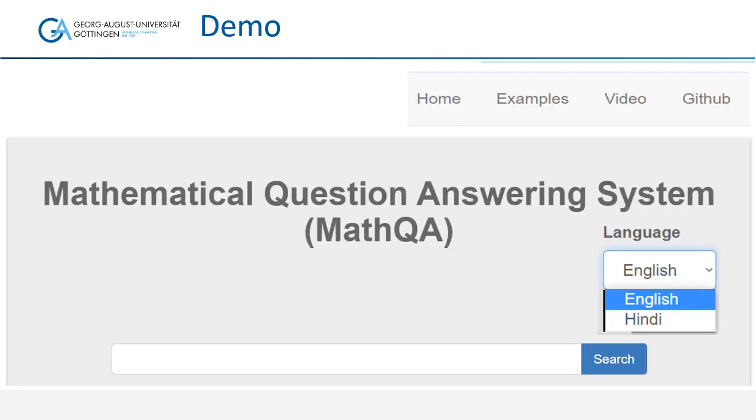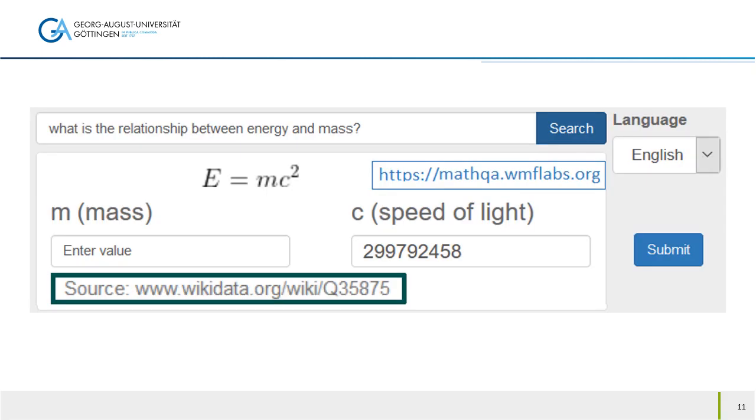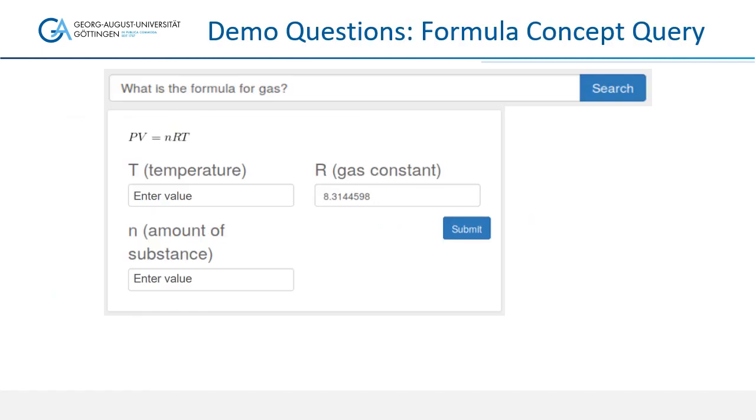Here you can see the start screen of MathQA with the language selection and links to examples, the demo video, and code repository. This is a prominent example of an identifier relationship question, where the system retrieves a formula with identifier names, symbols, and values together with the Wikidata source URL, and allows for calculations using user input values. This is an example of a formula concept query where the system retrieves the values of the identifiers, and given the user input, there is a calculation of a result.